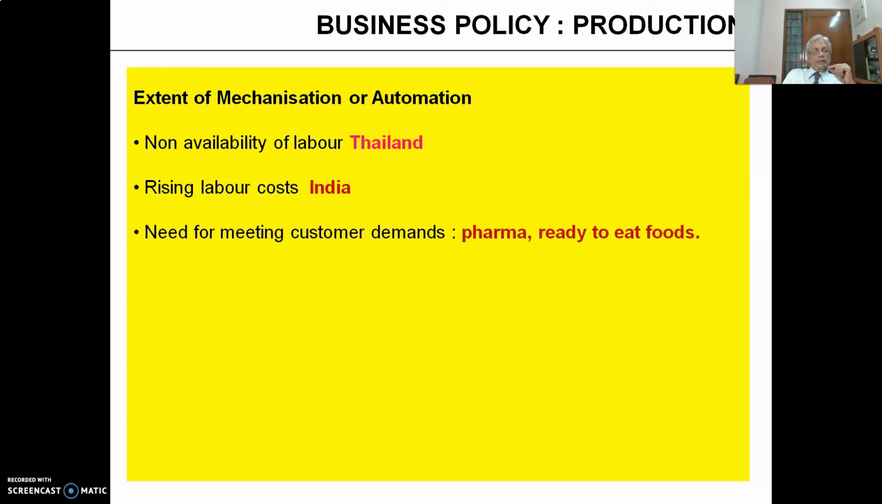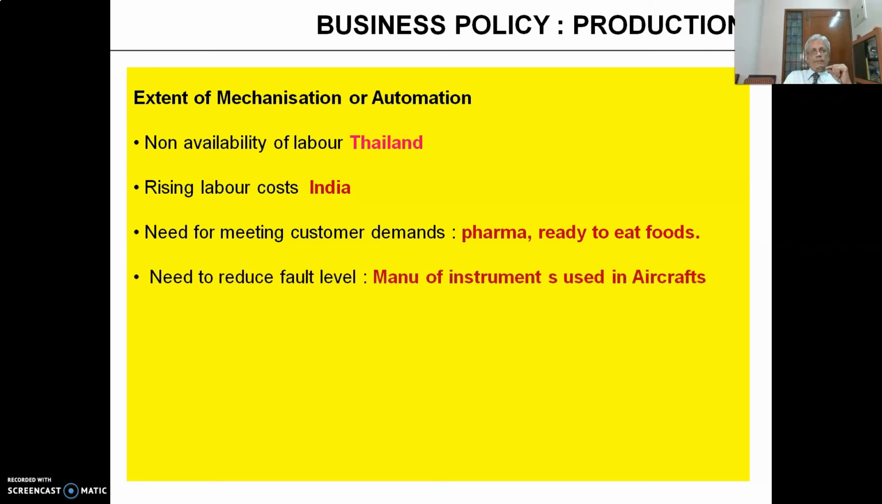There is a need to meet the customer demands, which also decides to go for automation. For example, if you take pharmaceutical formulation plants or ready to eat food manufacturers, all these people go for an automated plant because the customer wants it. The need to reduce the fault level. Suppose you take the instruments used in aircraft. The instruments are the most critical items in an aircraft because they provide the critical inputs to the pilot. So it is important to manufacture them in a very sterile and safe environment, and normally they go for a highly automated mechanized plant to ensure very high quality instruments which can perform flawlessly when the flights are on.